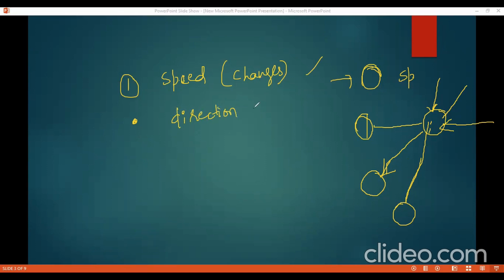It changes its direction of motion. Not only does it change its speed, if you kick a ball, it changes its direction of motion also. Sometimes it changes both speed and direction of motion. And sometimes it changes its size and shape. You can think of some examples.